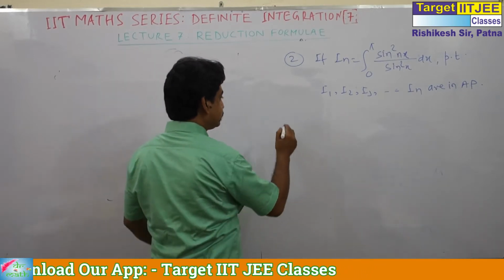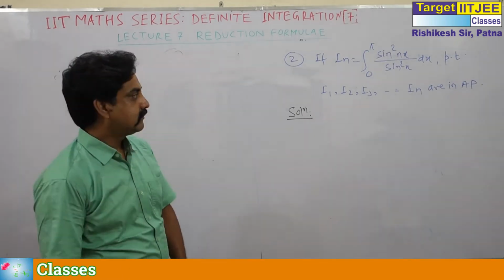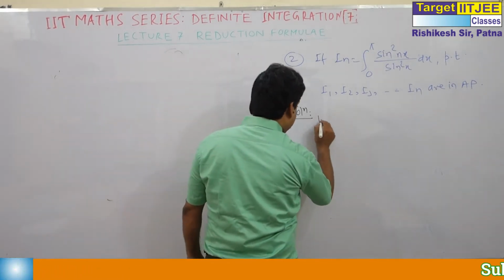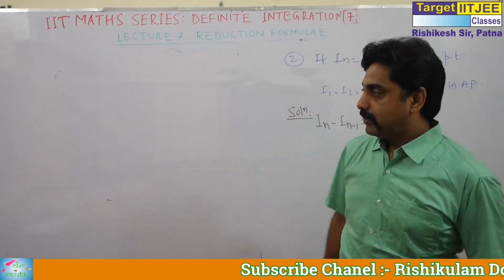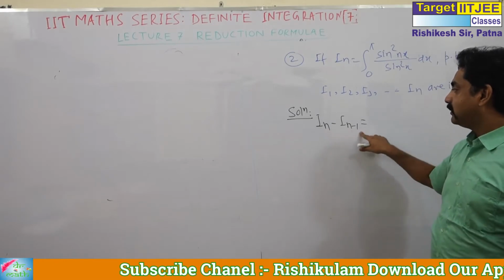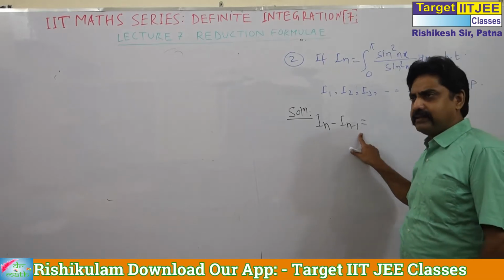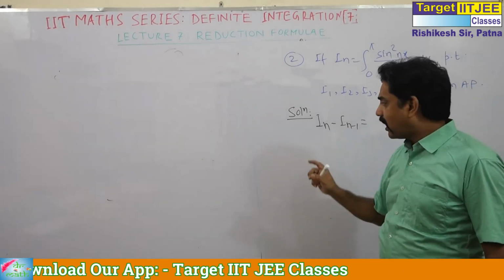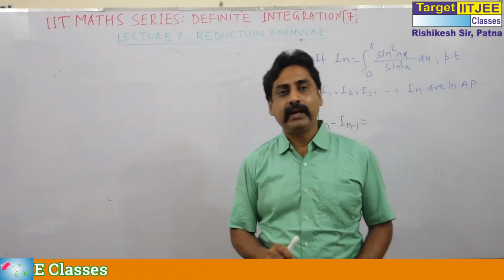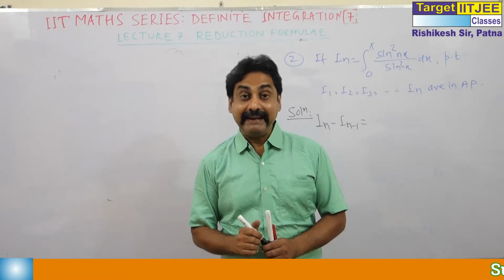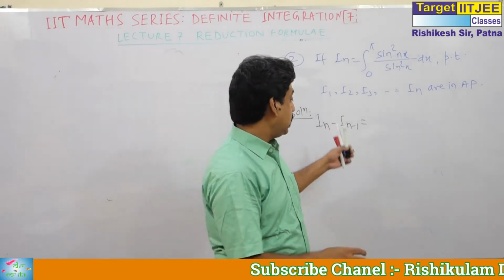How do we proceed? The solution is like this. Let's start with I_n minus I_(n-1). We will find a relation in terms of I_n and I_(n-1). And why? That you will get with slight experience. The first step of a reduction formula is of utmost importance, and that comes with experience.